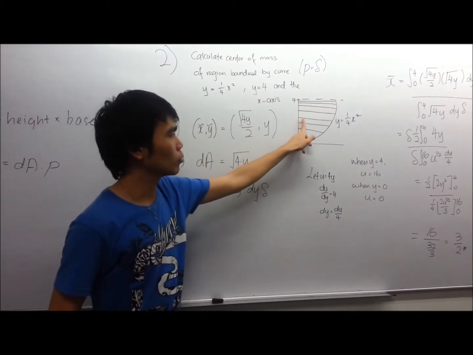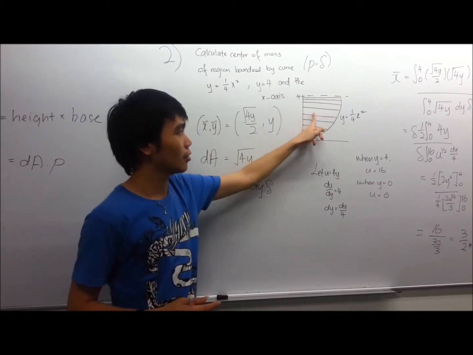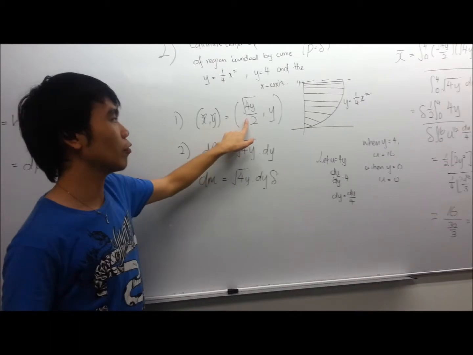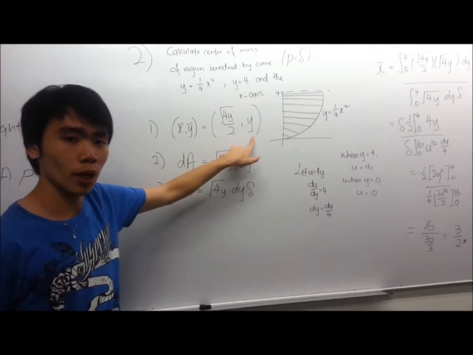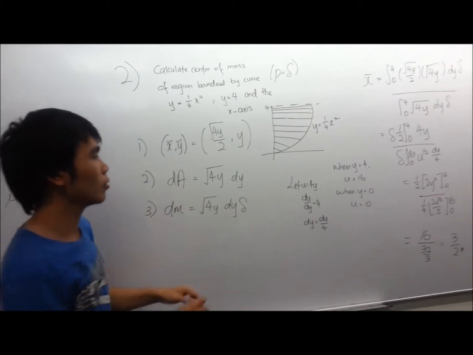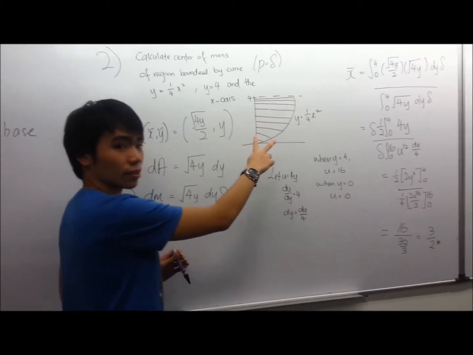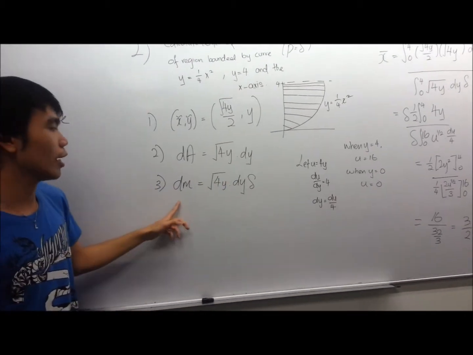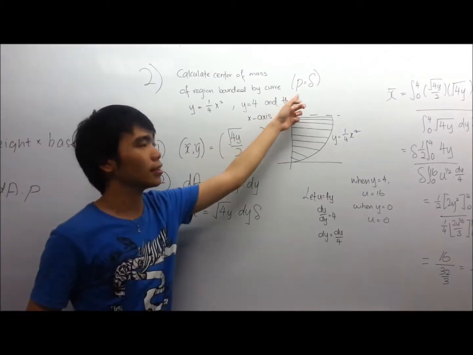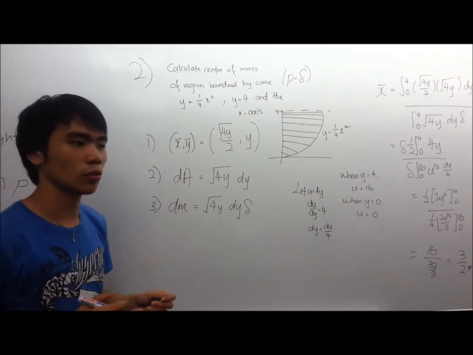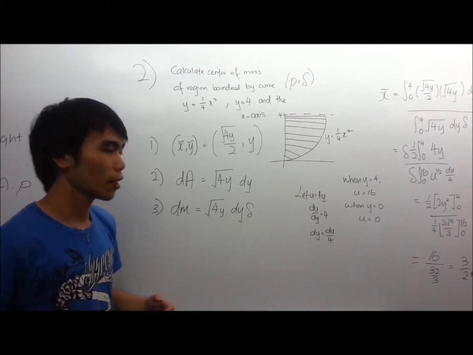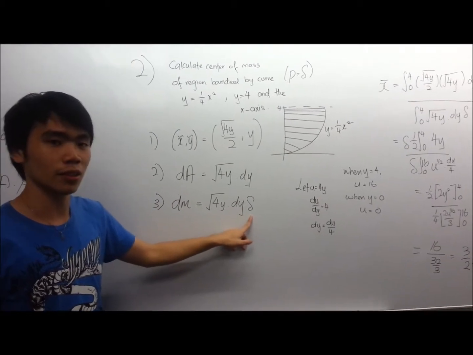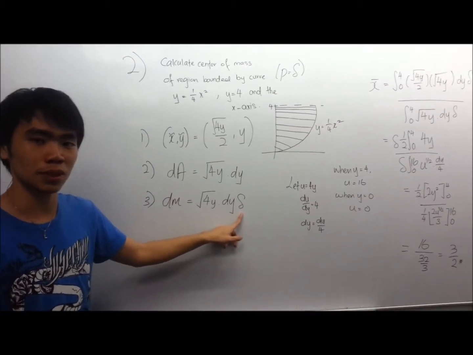X curl is the midpoint of this distance here, which is square root of 4y over 2, because we are doing it in terms of y, and y curl is again y. So dA would be the whole area here, where the base is square root of 4y and the height is dy. For dm, as I stated here, the density is a constant, which normally we call a centroid. So we multiply the area dA with a constant. We just leave it like that because there's no figure to represent it.